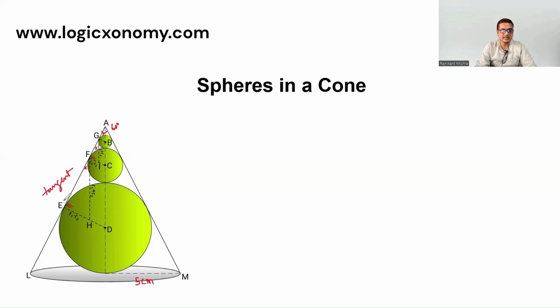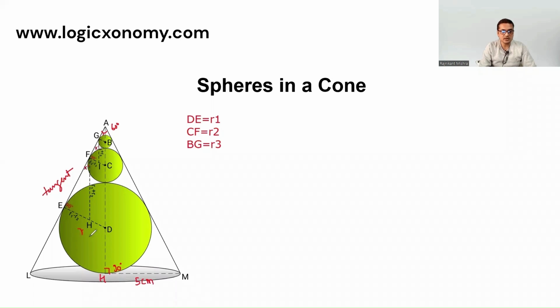As we know, the angle between radius and tangent is equal to 90 degrees. So angle DEA is equal to 90 degrees, angle CFA is equal to 90 degrees, and angle BGA is equal to 90 degrees. Length of radius DE is R1, CF is R2 and BG is R3. Here AH is the altitude on the base. Draw FH parallel to AH and GI parallel to AH.